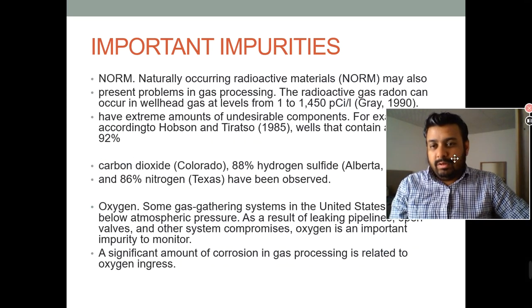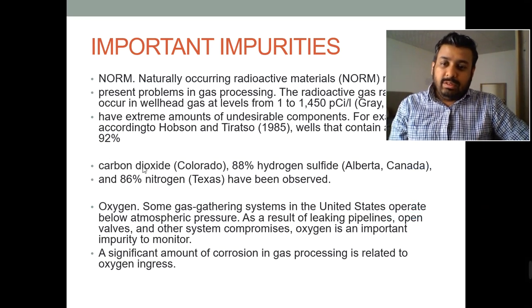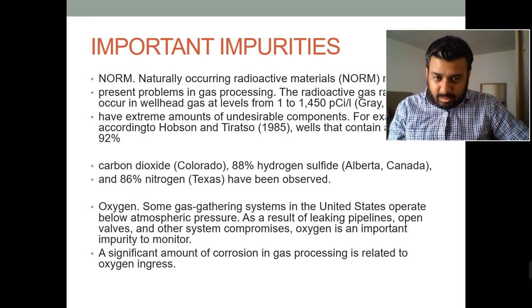So we have to remove this impurity also. For example, carbon dioxide, H2S has to be removed and so on. Then we have some other impurity like oxygen. This oxygen is a major cause of corrosion in the pipeline. So we have to remove this oxygen, because if the gas has oxygen, then the pipeline will be corroded and it may cause leakages in the pipeline, and all the gas will be gone, and the environment will be affected.